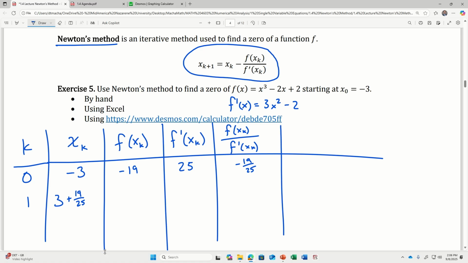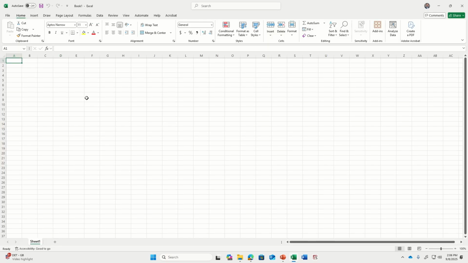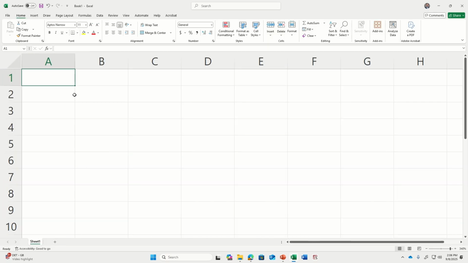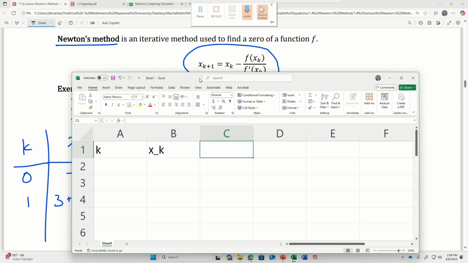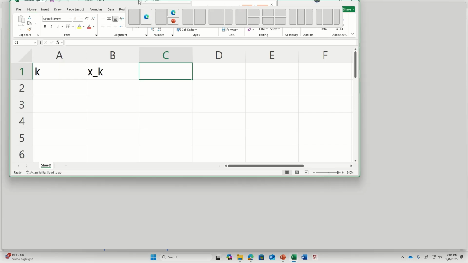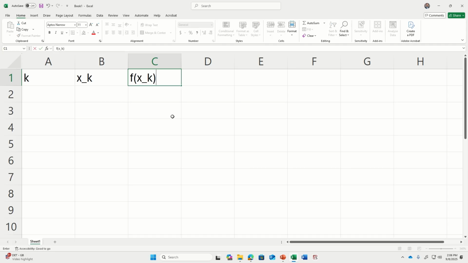Another thing you can do to use Newton's method is use Excel. And if you're not familiar with Excel, I really recommend Excel as a job skill, just practice with it so that you can get really good at using spreadsheets. Every job, no matter if you're in business or engineering or anything else, is going to use Microsoft Excel.